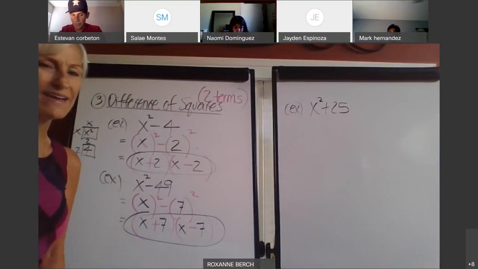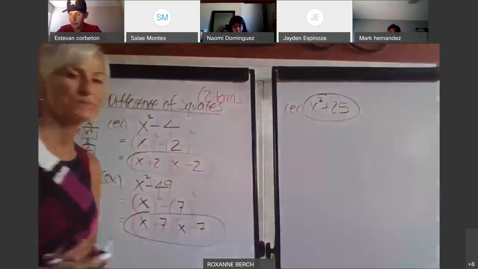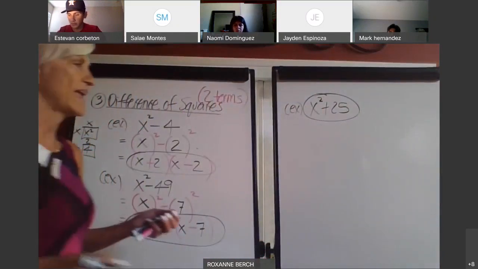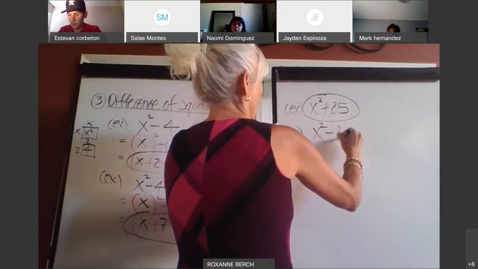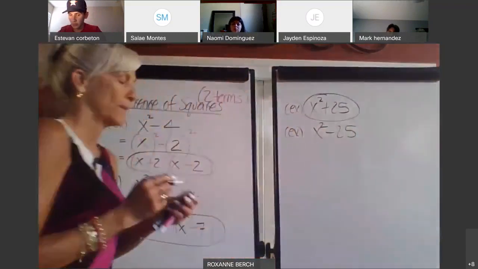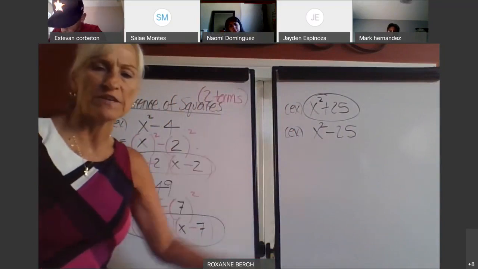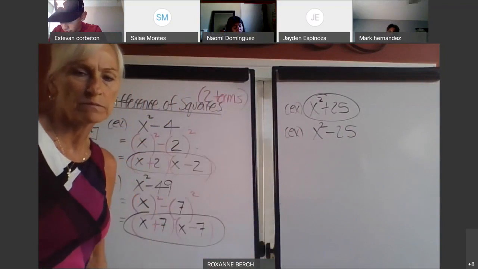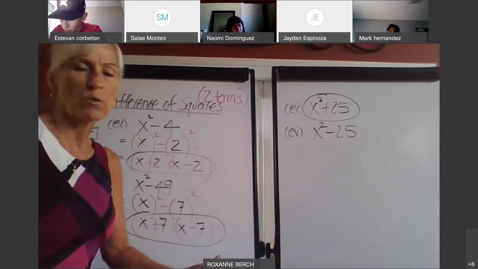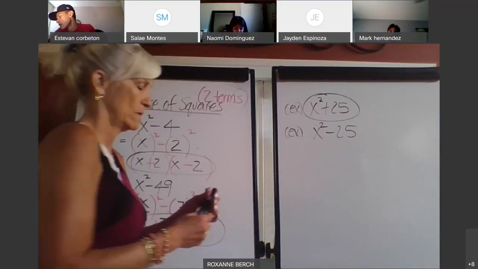That's the sum of 2 squares, right? Can't be factored. So you just circle it, cannot be factored. That can be factored. So you're gonna get so good at this, you'll be able to do this in your head. Like, oh, the difference of squares, x plus 5 times x minus 5. x squared minus 100, x plus 10 times x minus 10.